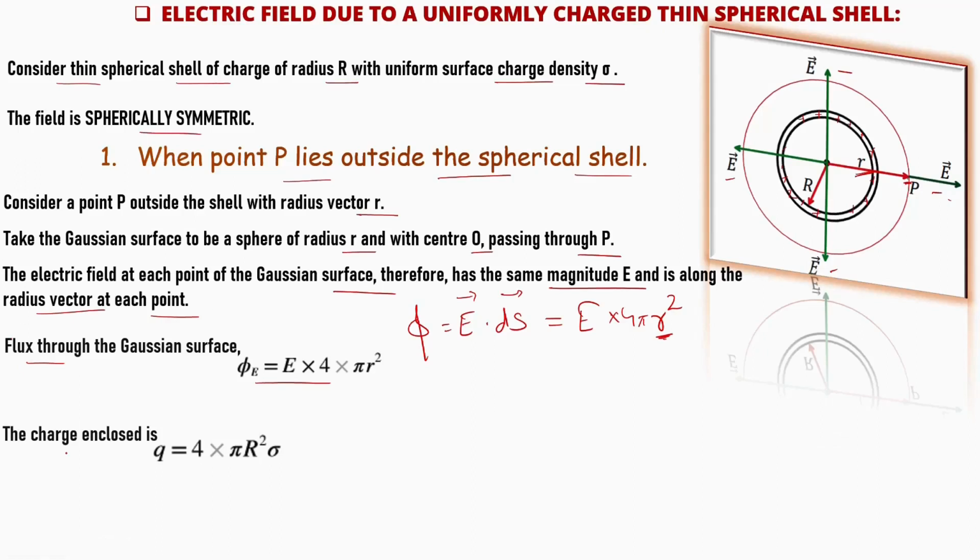Next we have to consider the charge enclosed by this Gaussian surface. What is the charge present inside the Gaussian surface? Remember, the charge is present only on the spherical shell.